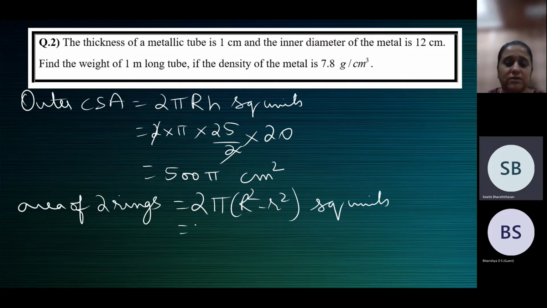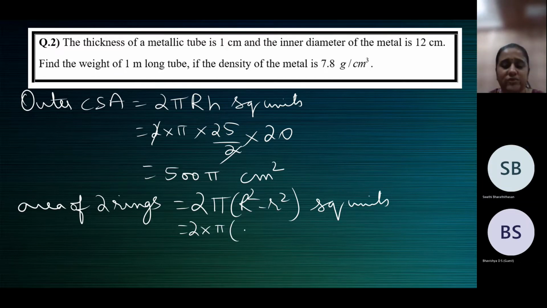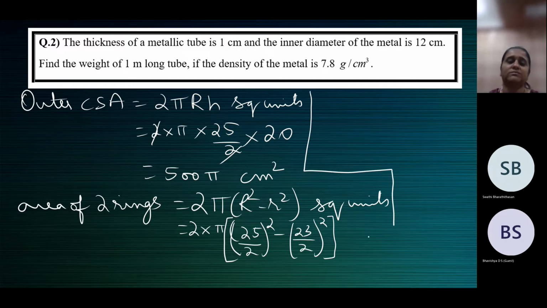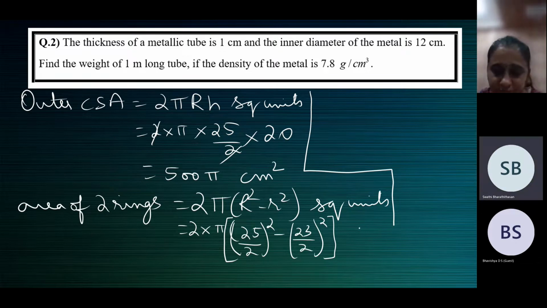Ma'am, I got my final answer. Very good. 2 into pi into, yeah, one second, let me just finish this. Capital R square, so 25 by 2 the whole square, minus small r square, 23 by 2 the whole square, square units. What is your answer, Swati, for area of two rings?